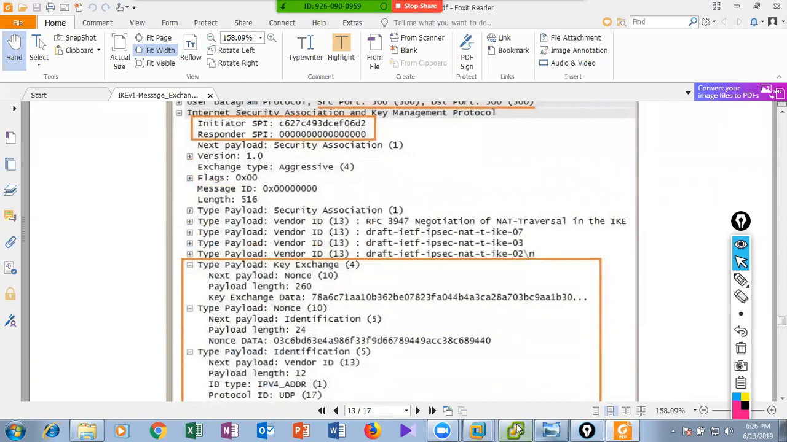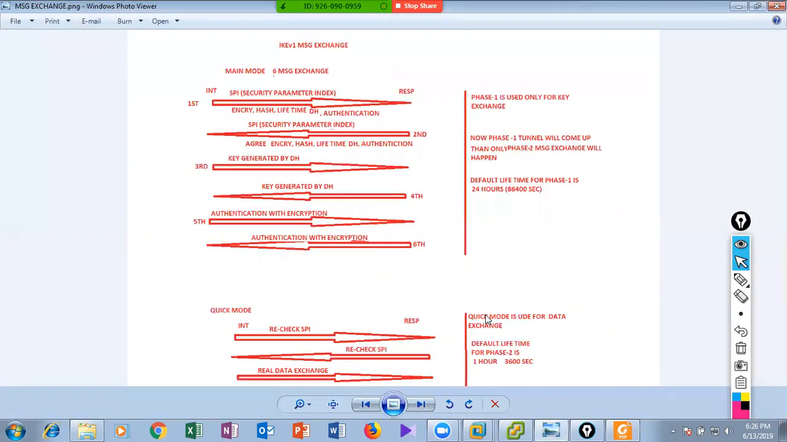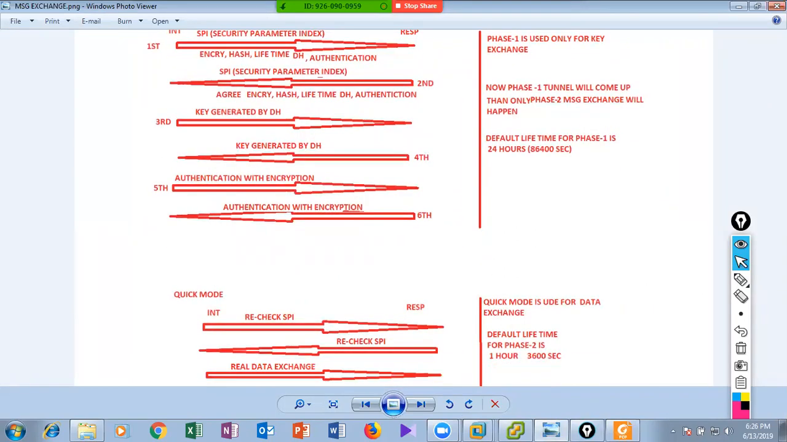See here, in the quick mode, what will happen? In the quick mode, it goes from initiator to responder and responder to initiator. It will re-verify the SPI parameters. The SPI parameters which were exchanged in the first and second message exchange will be re-verified, and once that is done, the real data will be exchanged. So this is how the quick mode comes up, and the quick mode will be checked every 1 hour, because the tunnel lifetime for phase 2 is 1 hour.